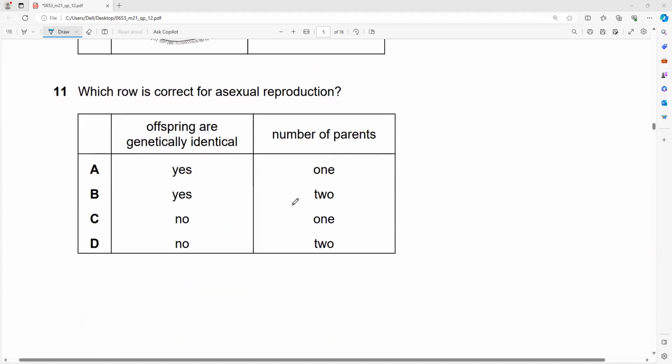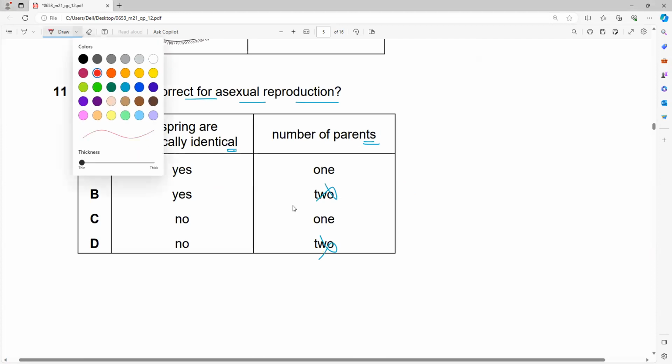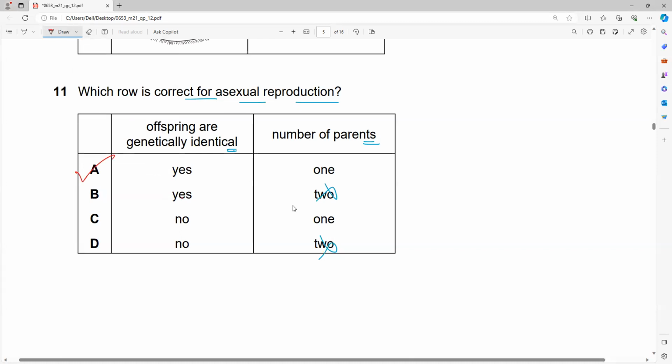Next. Which row is correct for asexual reproduction? Anybody? Offspring are genetically identical. Number of parents. Asexual reproduction means parents are what? One or two? One. That's the answer. Option A: they are identical and one parent. Over. We all know that, I think.